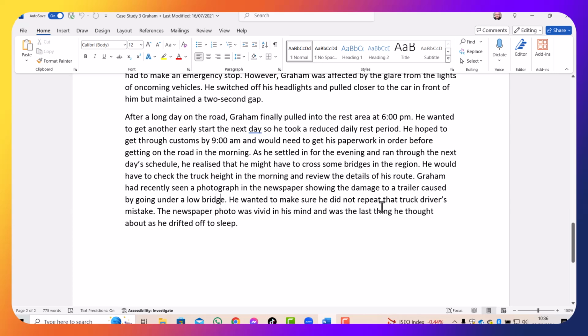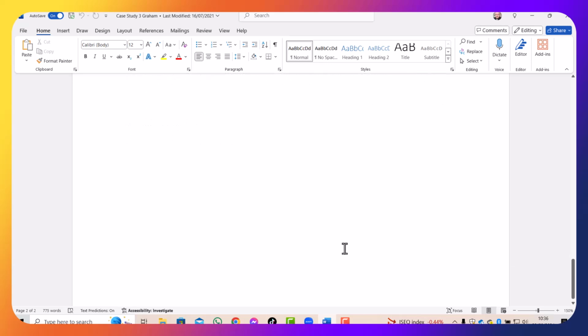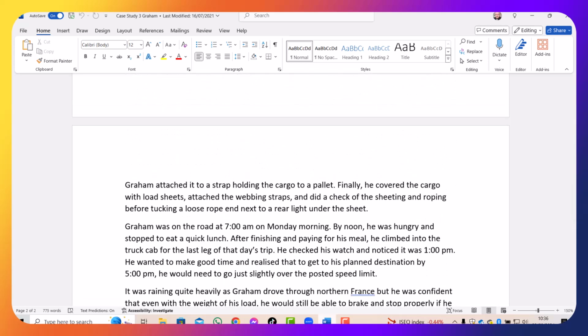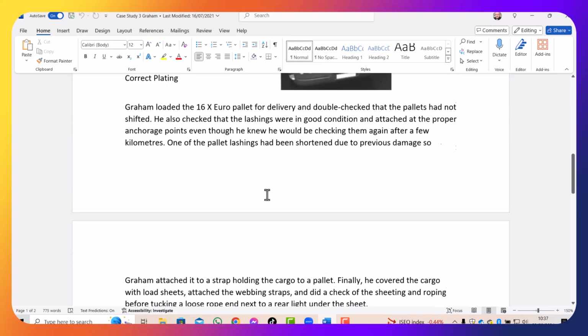He wanted to make sure he did not repeat that truck driver's mistake. The newspaper photo was vivid in his mind and was the last thing he thought about as he drifted off to sleep. Okay, probably not the best truck operator on the planet.